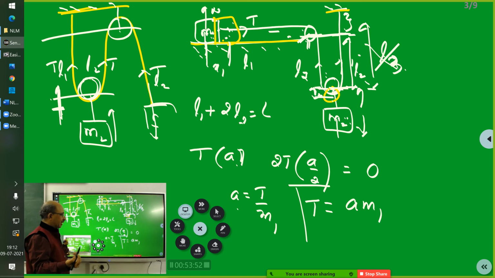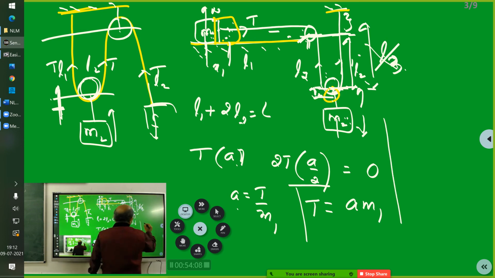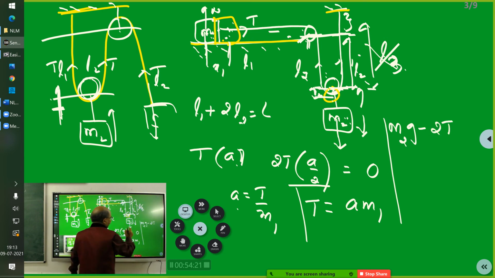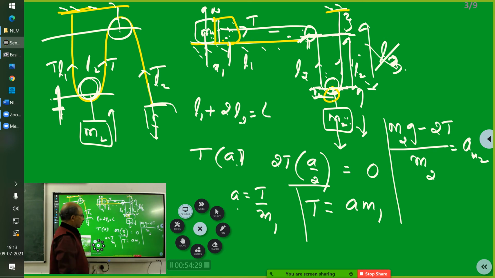You should tell me which acceleration they have given and what they have asked you to prove. Acceleration of M2 we should find. Okay. So what will be the acceleration of M2 here? See the equation for M2. M2 is going down, so M2 into G is acting down, and tension is acting up. So this is the net force. Net force divided by M2 is the acceleration of M2. Got it? Yes, sir.